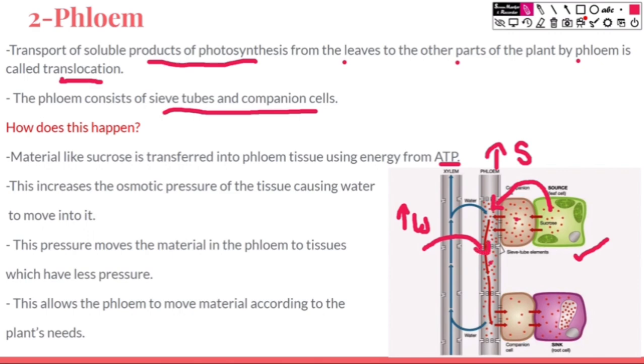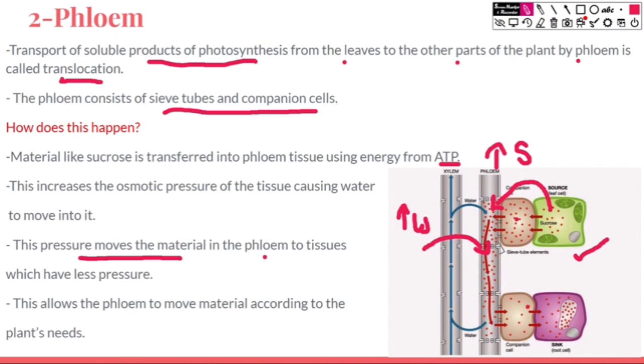To remove this concentration gradient, water from high concentration, which is in the xylem, goes to the area with low concentration, which is the phloem. This is diffusion, or this is osmosis. So water from high concentration moves to low concentration. Now what happens? This pressure moves the material in the phloem to tissues.